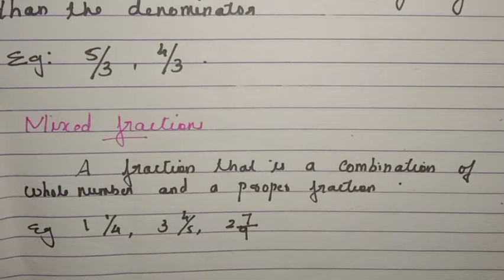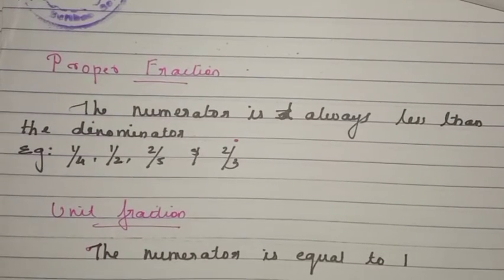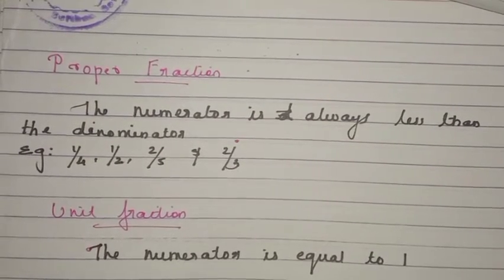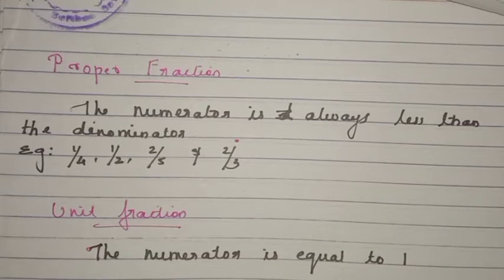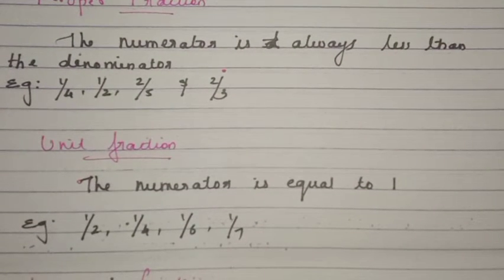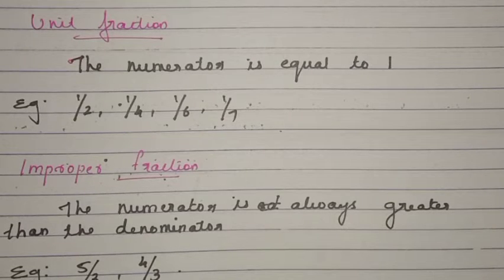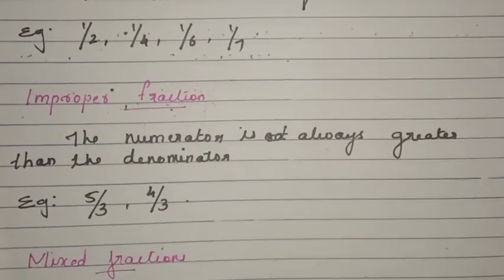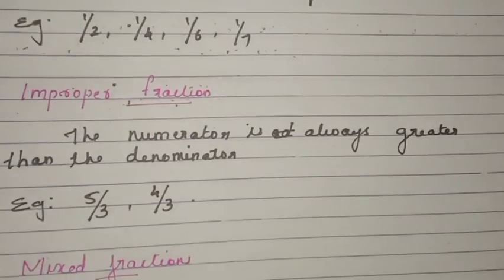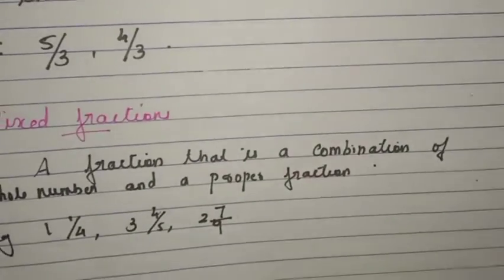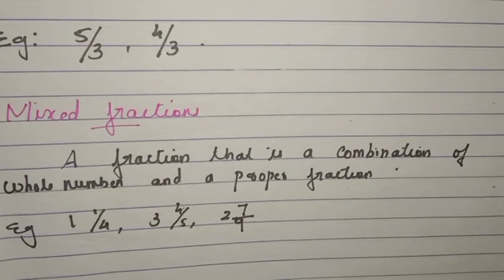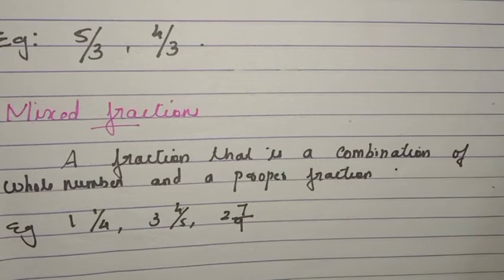Okay. So once again I will explain. First one is proper fraction. The numerator is always less than the denominator. Such fractions are called proper fractions. Next one, unit fraction. The numerator is equal to 1. Such fractions are called unit fractions. Next, improper fraction. The numerator is always greater than the denominator. Okay. Next, mixed fraction. A mixed fraction is a combination of a whole number and a proper fraction. This type of fraction is called a mixed fraction. Okay.